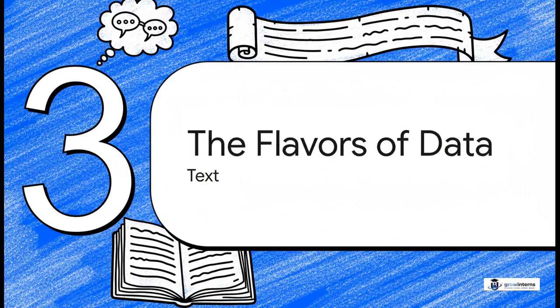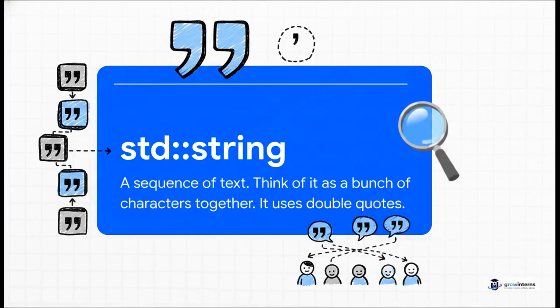But what if you need more, like a whole word, or a name, or an entire sentence? One character just isn't going to cut it. For that, my friends, we bring in the std::string. A string is exactly what it sounds like, a string of characters all chained together. And listen up, because this is one of the most common beginner mistakes. Remember how char used single quotes? Well, a string always uses double quotes.